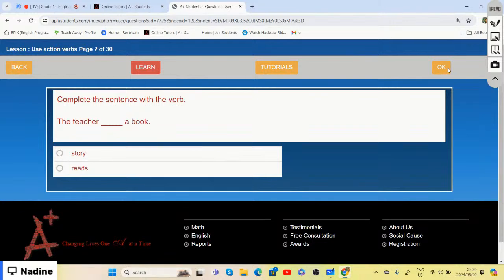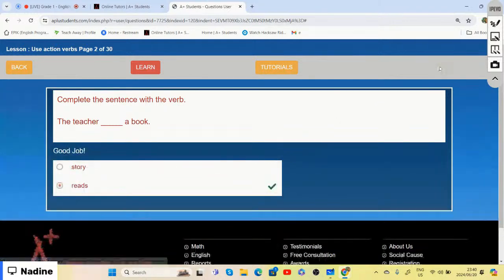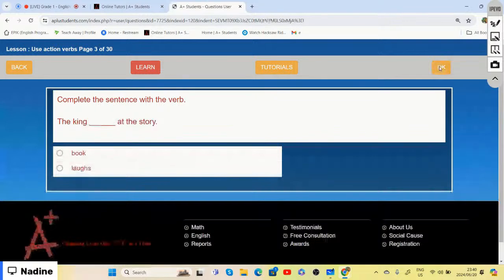So the teacher reads a book. All right, so we can say the teacher reads a book, right? Because reads is the action that tells us what the teacher does.